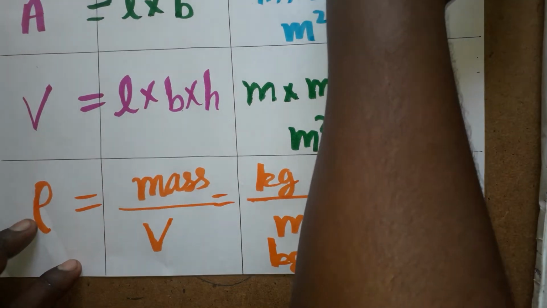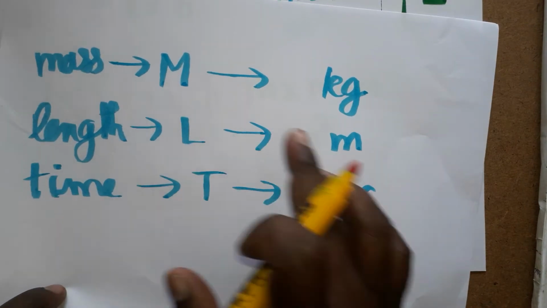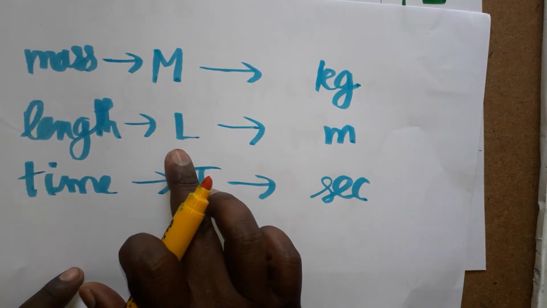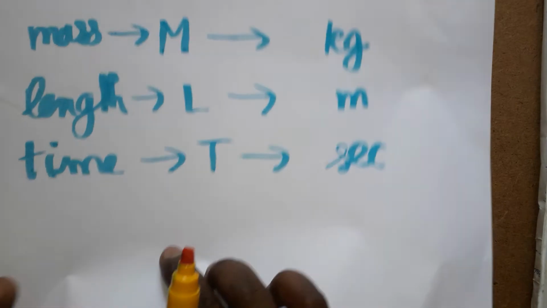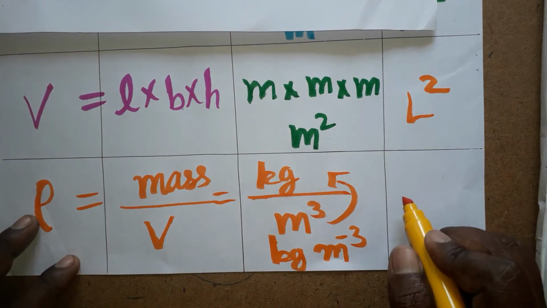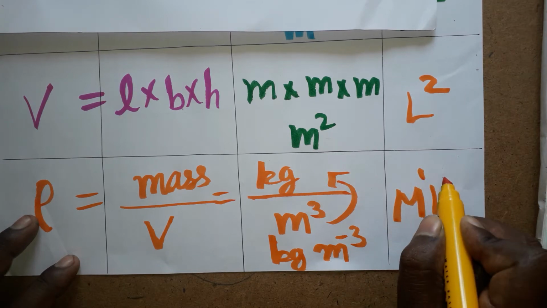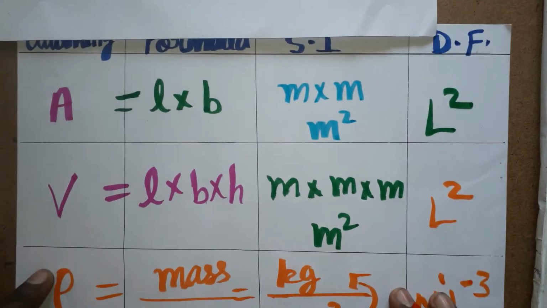For the dimensional formula, as I already said, mass in kg we write as M, length we write as L, and time we write as T. So here we got mass and length. Mass is M, length is L, so M power 1, L power minus 3. The next unit.